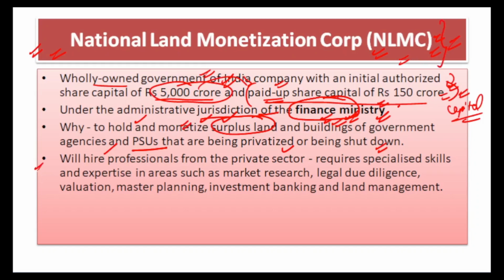And how would it perform? It would perform by hiring professionals from the private sector, because it requires special skills and expertise in terms of evaluating the assets, in terms of planning, investment banking, land management, and all that. In order to achieve all that, private sector professionals would be hired, and that's how the government is planning to go for monetization.